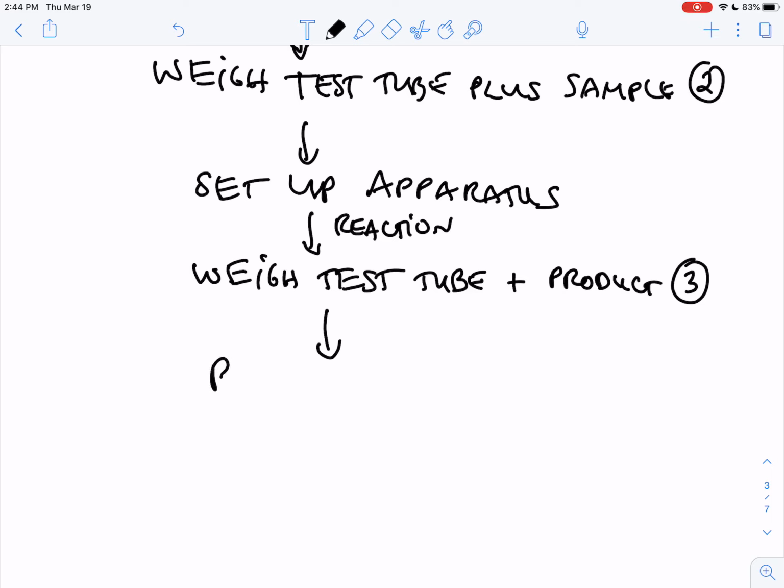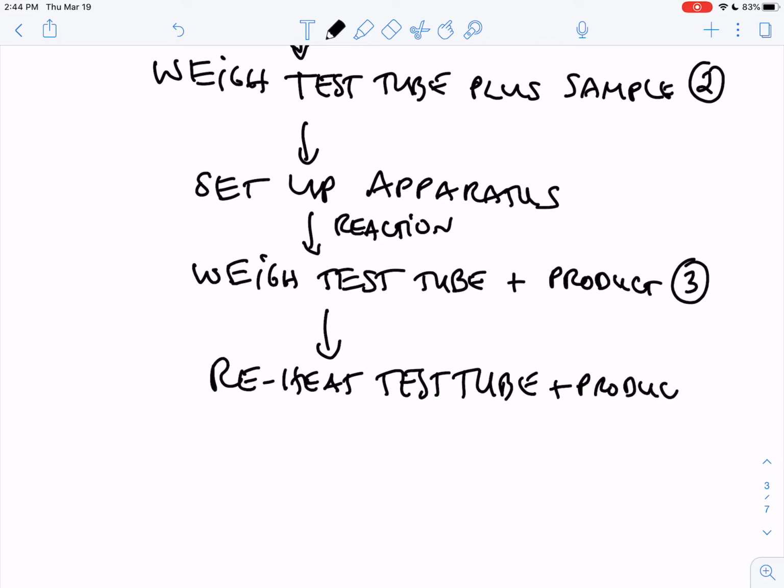In other words, we're going to reheat the test tube plus the product. Okay, we're going to do this. We don't have to reassemble the apparatus. We're going to use just an open test tube. And then we're going to reweigh, and that'll give us another mass here.